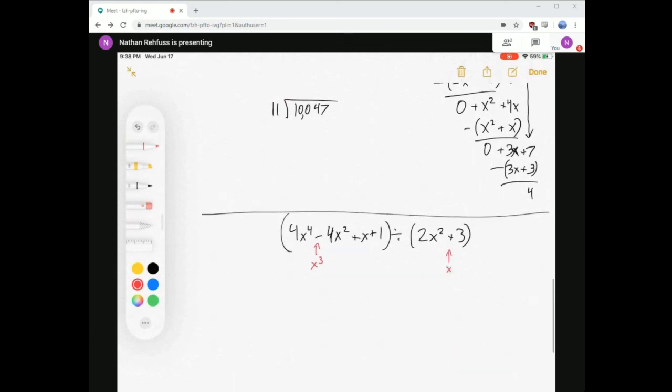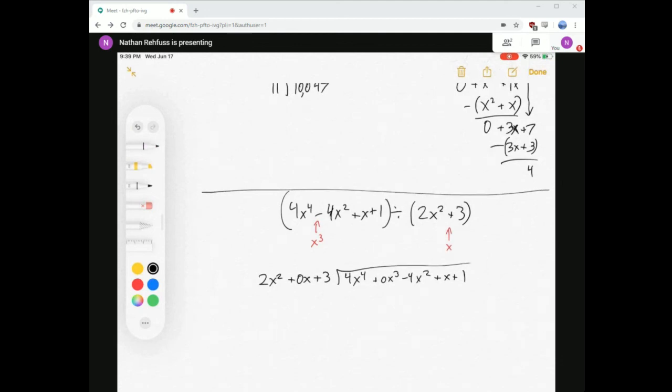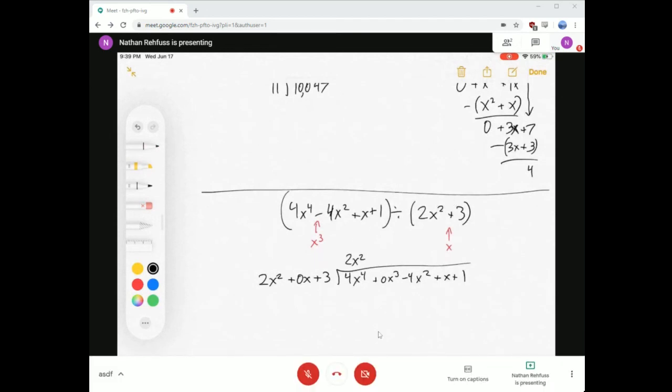So when I set up this problem, I'm going to say 2x squared plus no x plus 3 be going into 4x to the fourth, 0x cubed, minus 4x squared plus x plus 1. And now I can proceed. And so I do. You can follow along at home. 2x squared goes into 4x to the fourth, 2x squared times. Then we multiply this fella by all three of these.